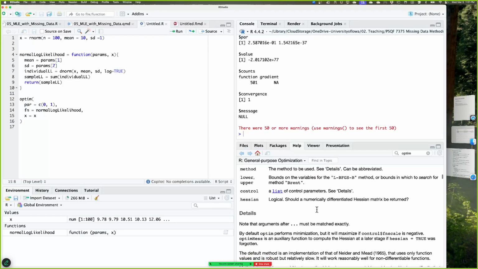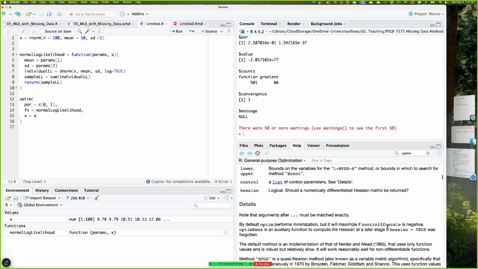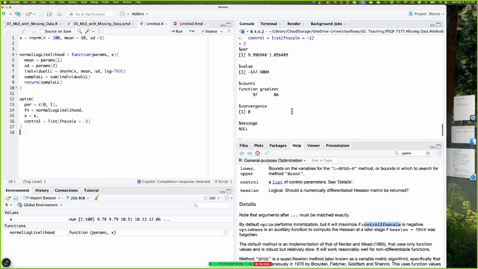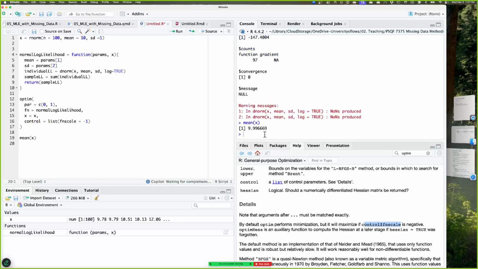One is, first of all, it says here it's by default performing minimization. So what we really need to do is change this fnscale to negative, and that makes me laugh because it's like, why don't you work, you effing scale? But anyway, that right there is what we need to put in. That will maximize the likelihood. So here, that worked. It gave us a value of negative 147.4114 with a value of the mean of 9.99, a value of standard deviation of 1.05. And if you want to compare that with our data, we could say mean of x is 9.99. So that worked.